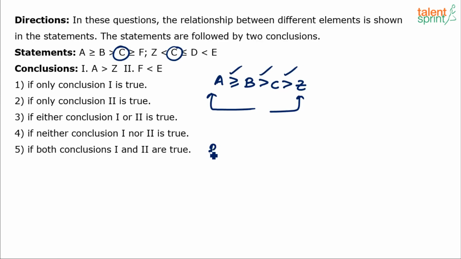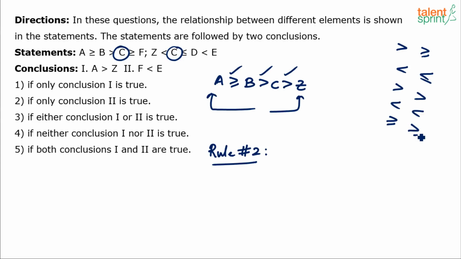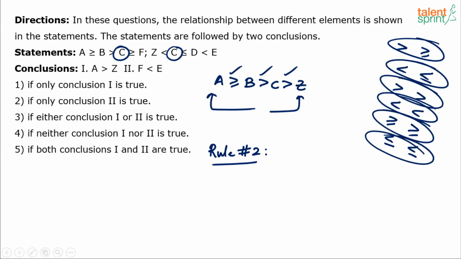According to rule number two of coded inequalities that we have in our TalentSprint videos, whenever we have such similar inequalities, not common, similar. Greater and greater than or equal to are similar inequalities. Less and less than or equal to are similar inequalities. So whenever we have such similar inequalities, you can directly take the most common part throughout those inequalities and conclude that as a result.